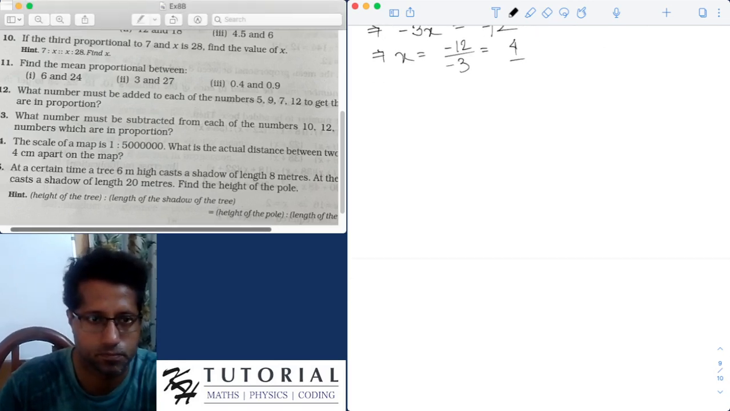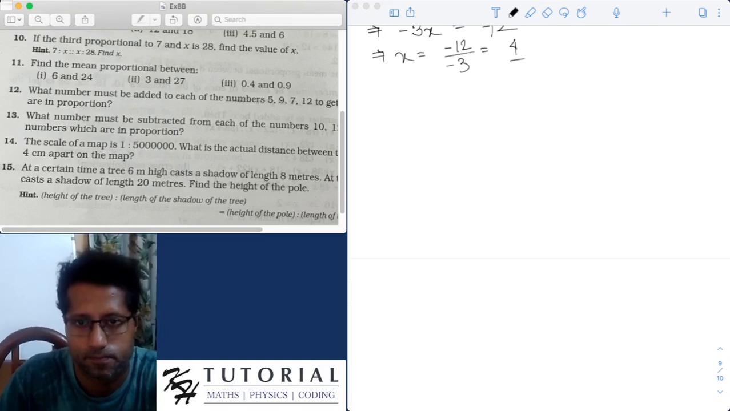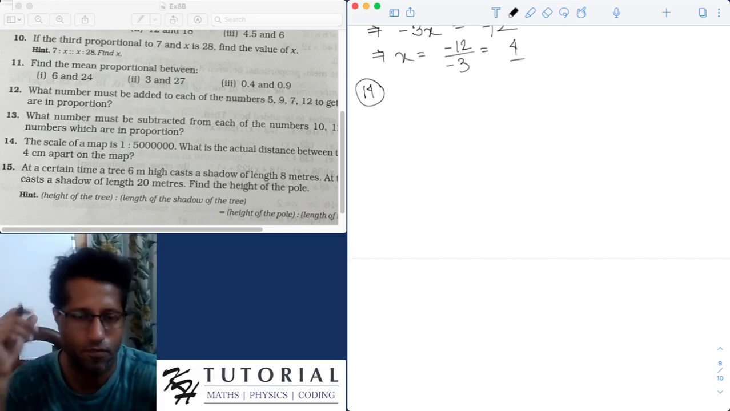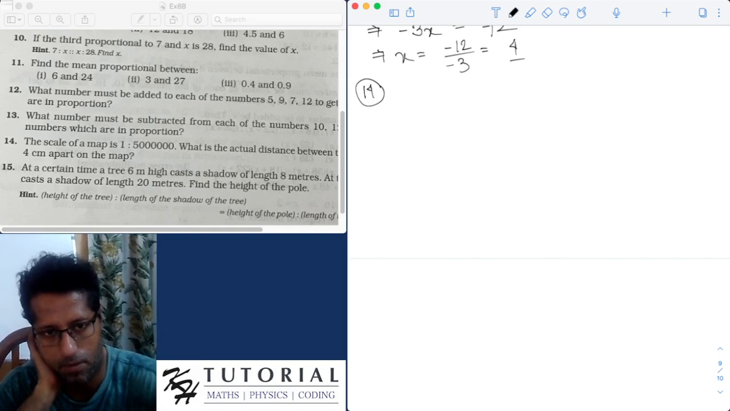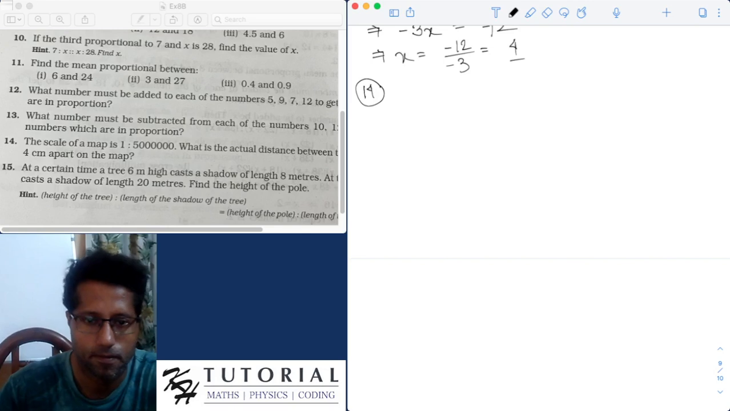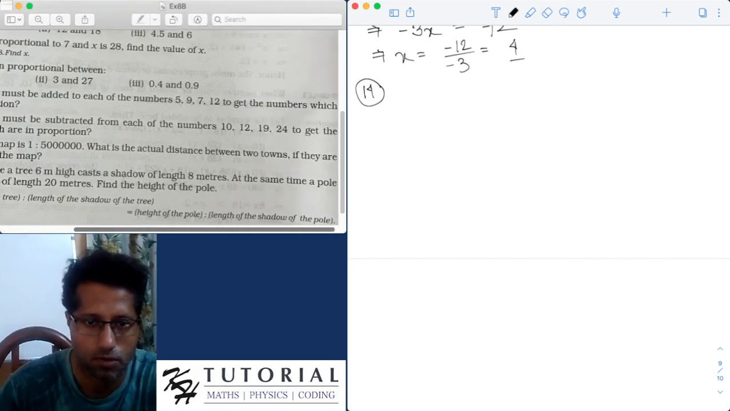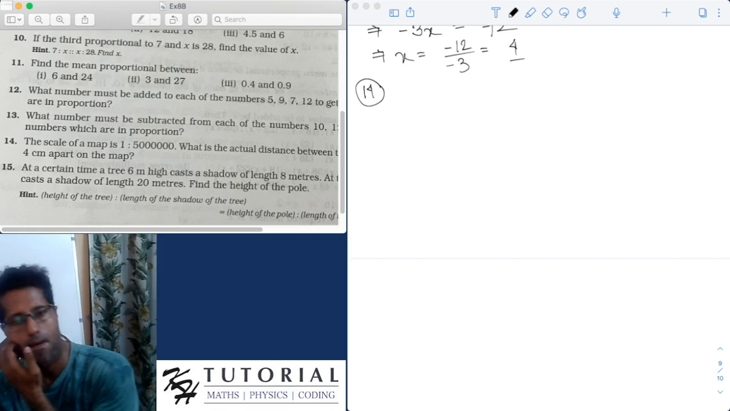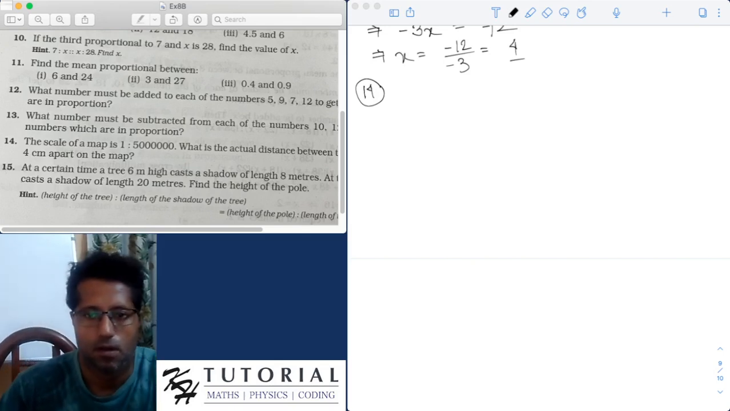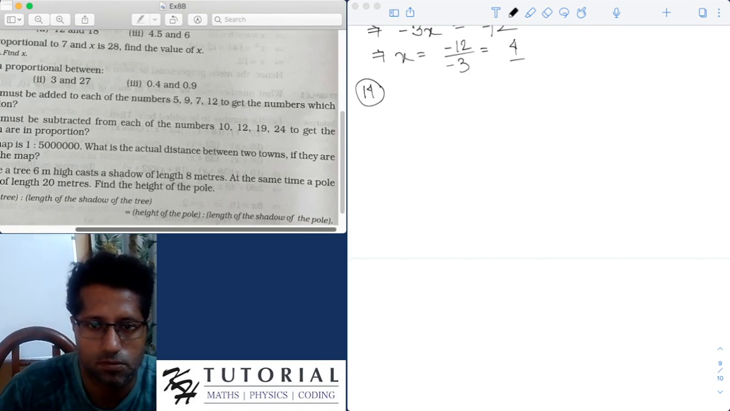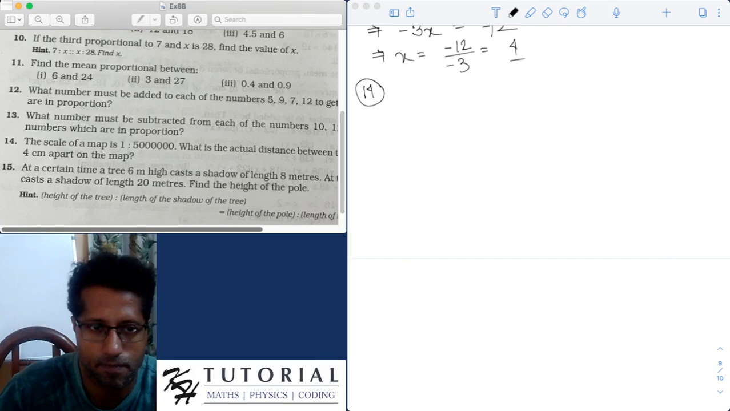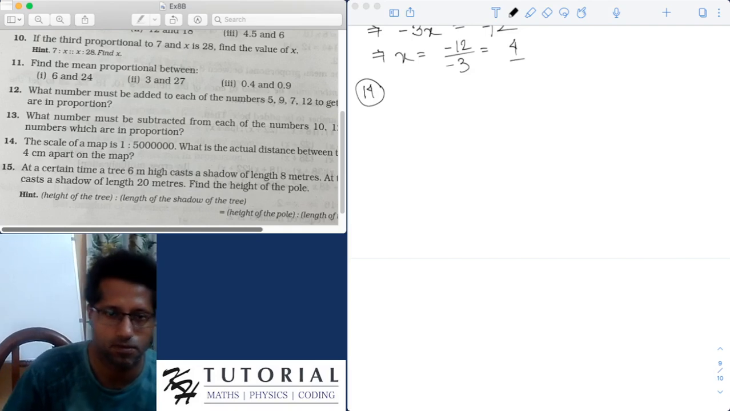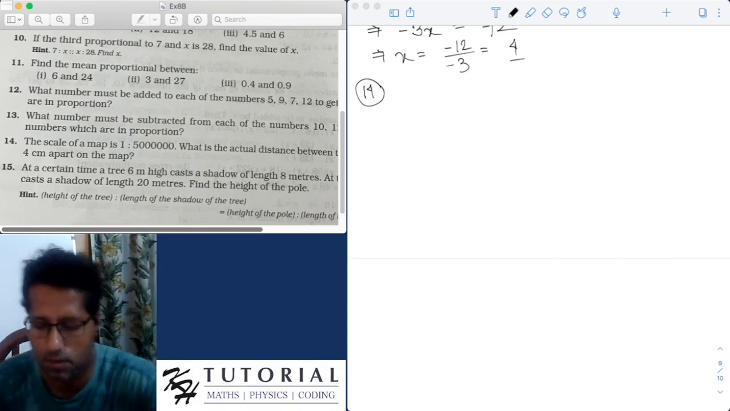Let's do question number 14. It says that the scale of a map is 1:2 some big number. What is the actual distance between two towns if they are 4 centimeter apart on the map? The scale of a map is 1:2 something.